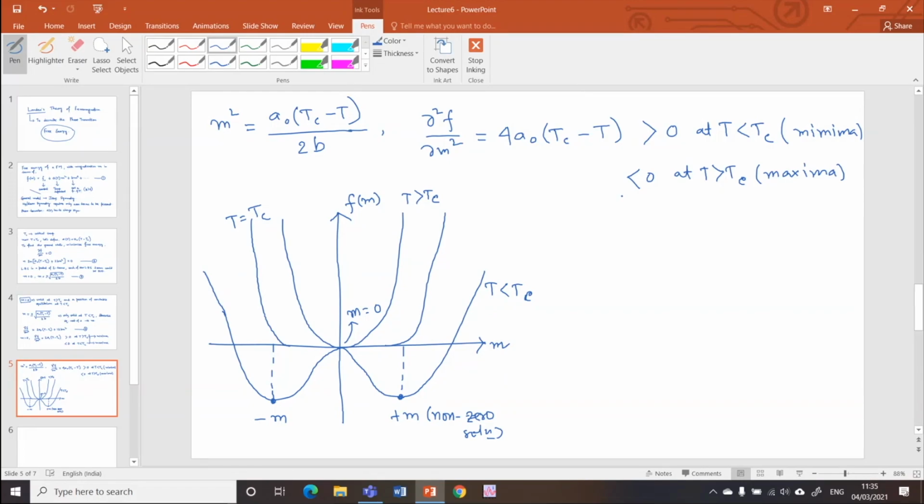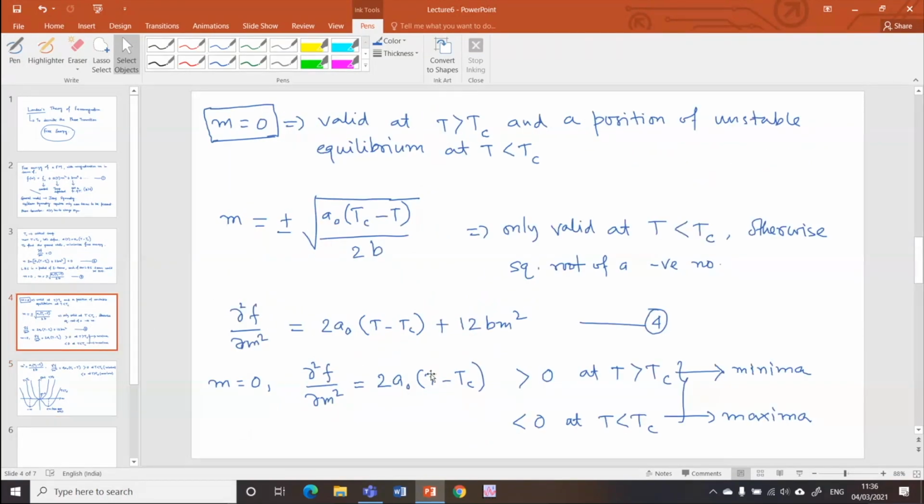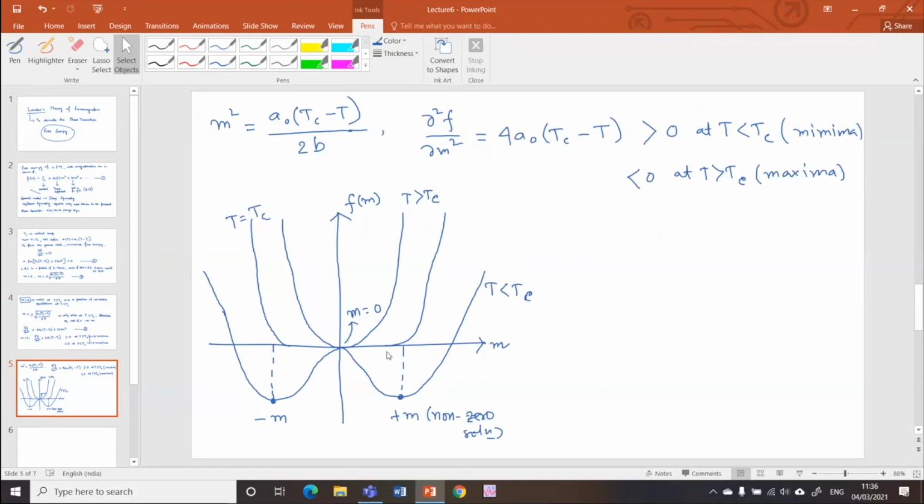So this is what we are getting from the second derivative. If you look at the second derivative on this slide, for m square equals the non-zero solution a0 (Tc minus T) by 2b, this solution is the position of minima that we are getting from here, and that's what we are seeing also here. But the m equal to 0 solution is a position of minima for T above Tc. Now if you want, you can also plot this in MATLAB or similar plotting packages, and you will see the same kind of behavior.